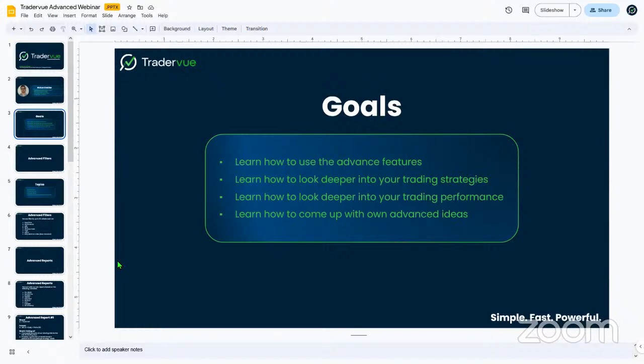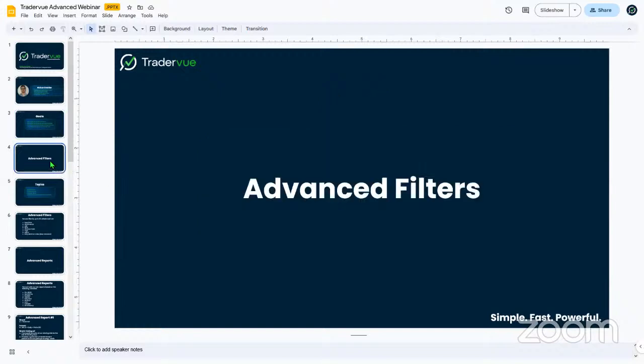It's also very important. What I'm trying to say is that each trader will give a unique use to the advanced features in Tradervue. And so I'm going to show, of course, some examples, and hopefully that will set you up for success when it comes to using the advanced features. So moving to advanced filters.